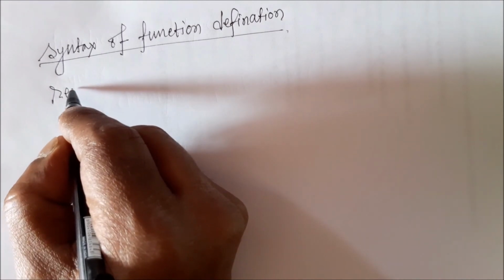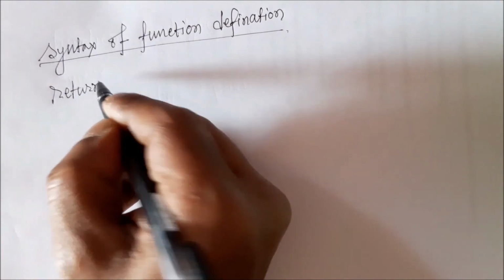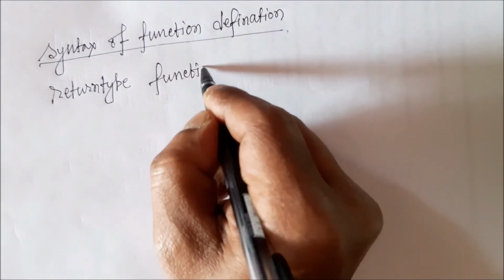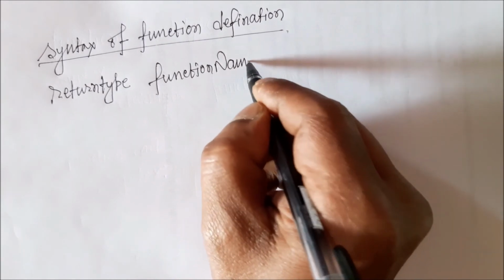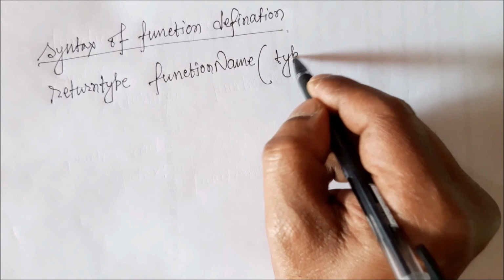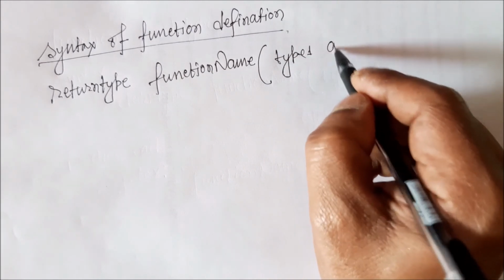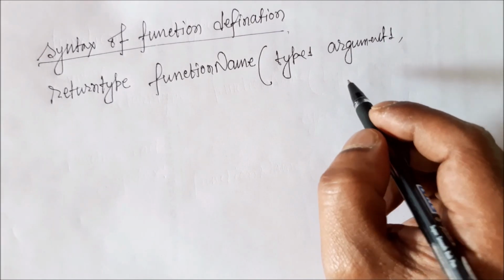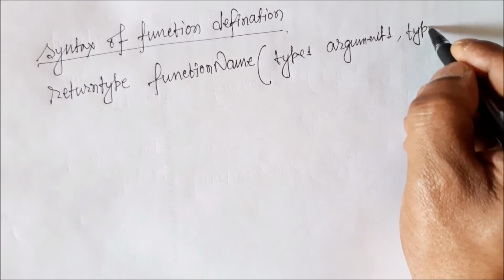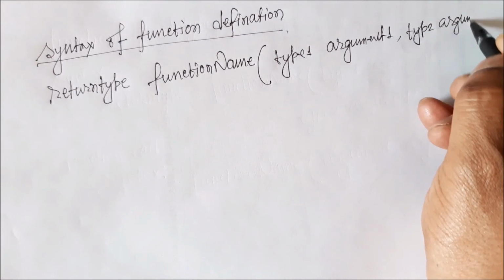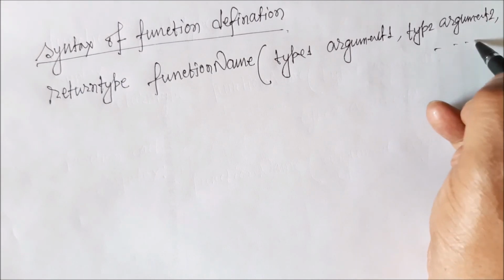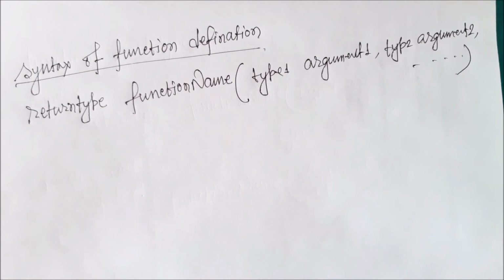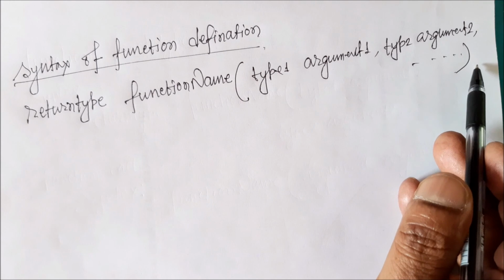First we have to write the return type, then the function name, then the type of argument we are going to pass. For example, type 1 argument 1, type 2 argument 2. We can pass so many arguments, okay. But there is no semicolon at the end of the statement.